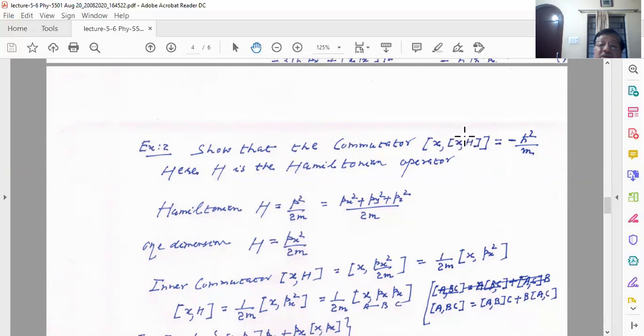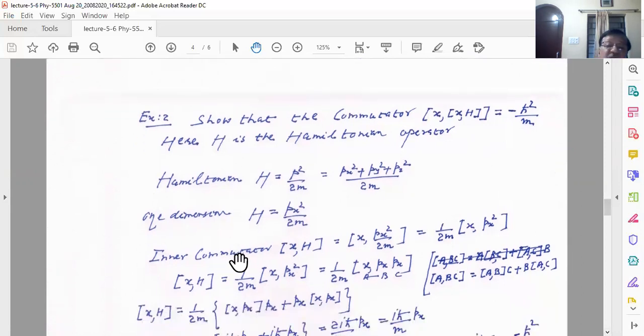To solve this problem, first take the inner commutator. You solve from the innermost commutator to the outermost commutator in these computations. The inner commutator is the commutator of x with H, where H is replaced by px square by 2m. Since 1 upon 2m is a constant, I can take it outside the commutator. So it is 1 upon 2m times the commutator of x with px square, and I split px square into px times px.